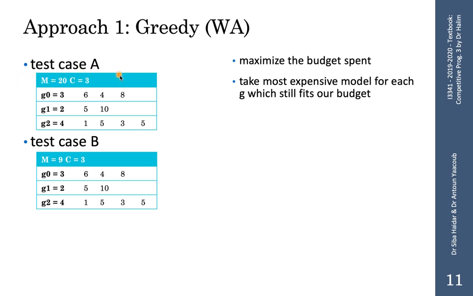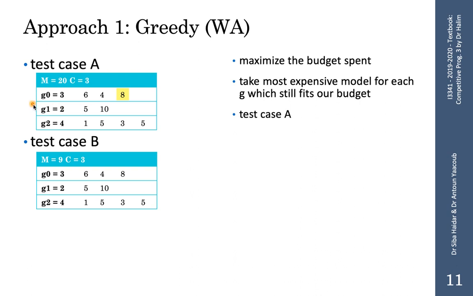Consider the test case A, the same as the previous test case A, and the greedy will say: maximize the budget spent and take the most expensive model for each garment which still fits our budget. And even if you formulate another greedy approach, you will still get a wrong answer. So let's consider this approach and try to execute what is asked for. Let's consider test case A and try to maximize the budget spent for the first garment. We have $20 and we can buy the most expensive model, which is 8.